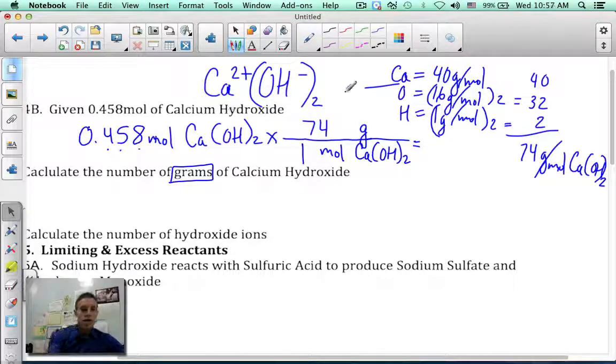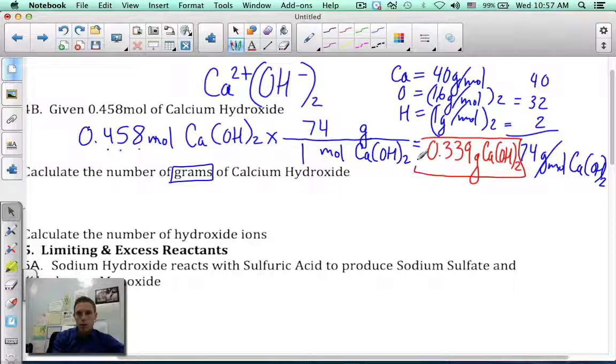So if I take that 0.458 and I multiply it by 74, what I get is 0.339. I'm going to put my answer in red so it's easier to see. So I'm getting a little crowded here. 0.339 grams. Grams of what? Grams of calcium hydroxide. And again, I'm going to box my answer so it makes it easy for you to distinguish between my work, which is over here, and my answer, which is over here. Okay.